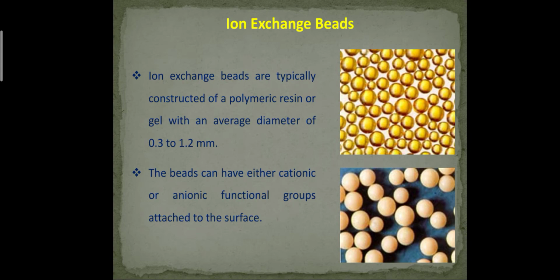In this slide, we are watching the ion exchange resins, which are also known as beads. They are constructed by a polymeric resin or gel. Its average diameter is 0.3 to 1.2 mm. They can have either cationic or anionic functional groups attached to the surface.